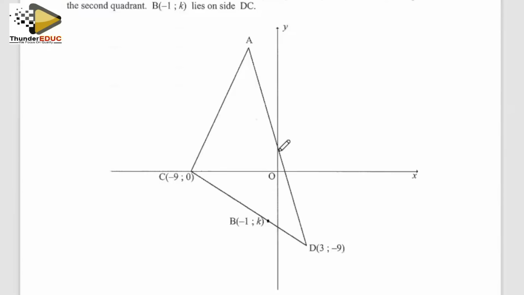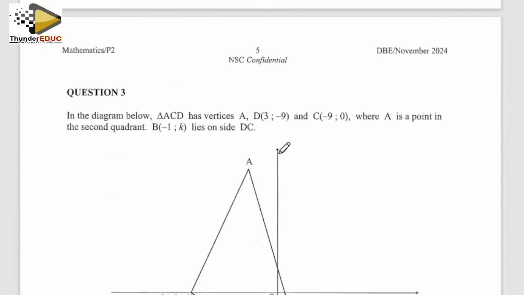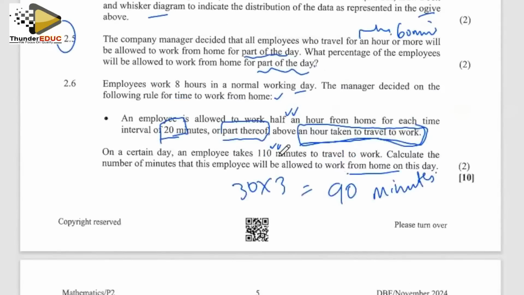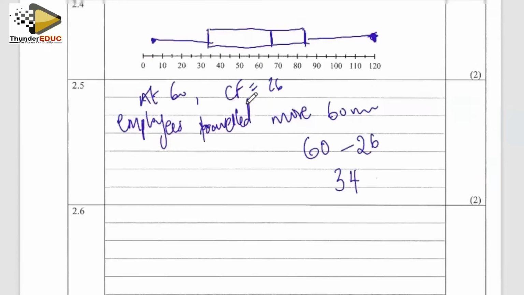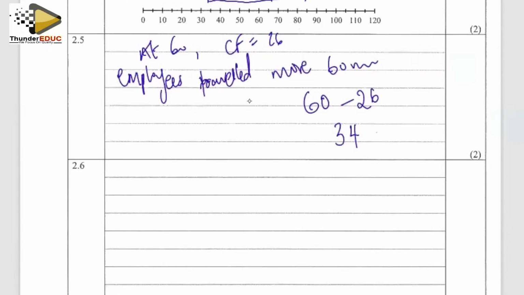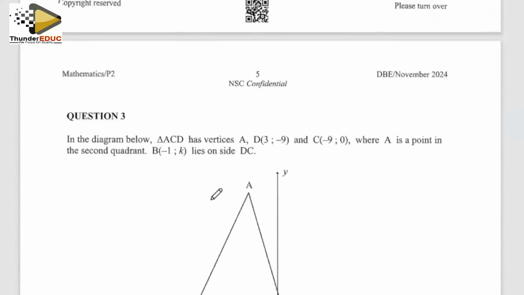Question 3. Did we answer question 2.5? Something is not making sense. 2.5, we're saying what percentage are allowed to work from home. We just got the number. Okay, so it's going to be 34 over 60 times 100, which is 56.67%. Okay, let's move on to question 3.